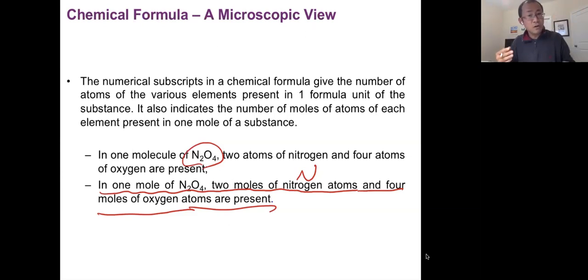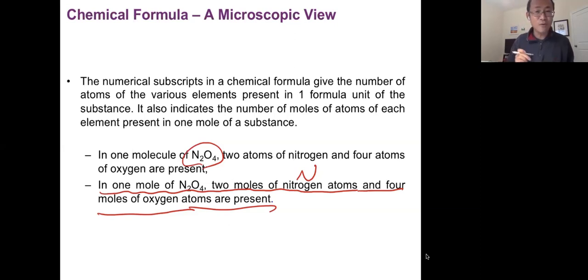Or let's do it a little smaller. 1 person, 2 arms. A dozen persons, how many dozens of arms? 2 dozen arms. Why? Because 1 person, 2 arms. If you could understand 1 dozen persons, 2 dozens of arms, you could understand 1 mole of persons is 2 moles of arms. Then you understand 1 mole of N2O4 has 2 moles of N, 4 moles of O. Why? Because that's what the subscript is telling us.